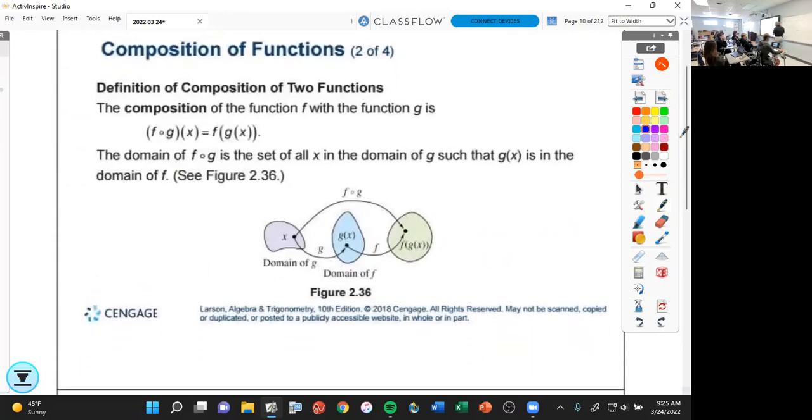The composition of function f with a function g is f of g of x, which is the same thing as f of g of x. I read these the exact same way. It's not fog and Goff. Okay. The domain of f of g is a set of all x in the domain of g such that g of x is in the domain of f. And then this lovely picture, which kind of describes what's going on there.